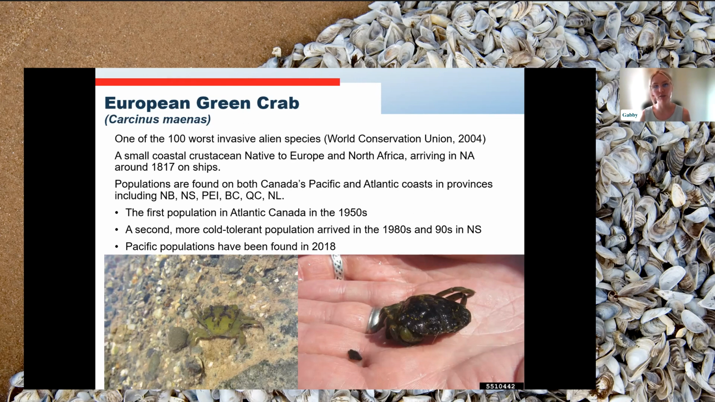There were actually a few different accounts of these populations being introduced, and they are slightly different. The first population was introduced into Atlantic Canada in the 1950s. Then a second population in the 1980s and 90s was introduced to Nova Scotia, and that population is more cold tolerant. Apparently those two populations have hybridized, making a cold tolerant population that's also spreading north and south on the Atlantic coast. So definitely a nasty one to look out for. And then recently in 2018, populations were found on the BC side of things. So that's something to keep an eye out for.